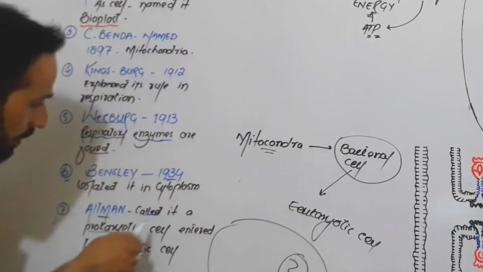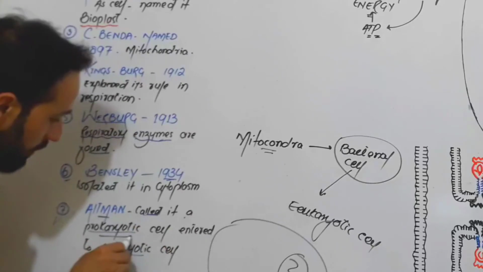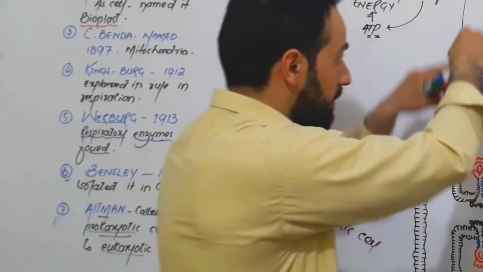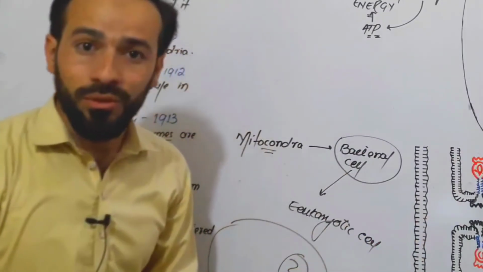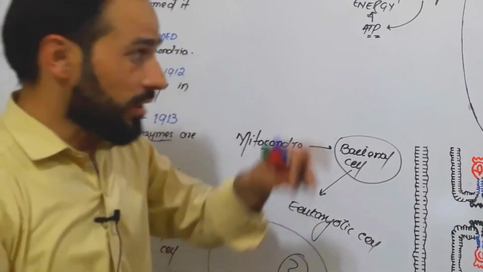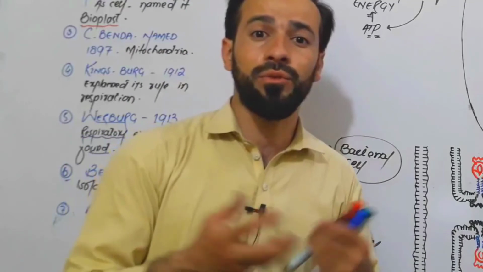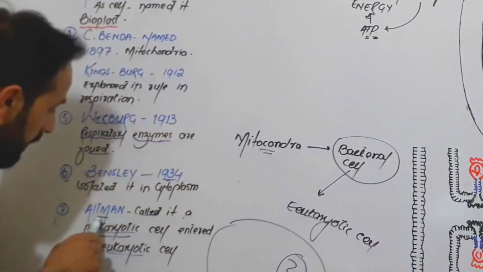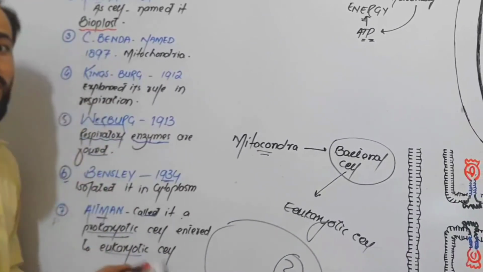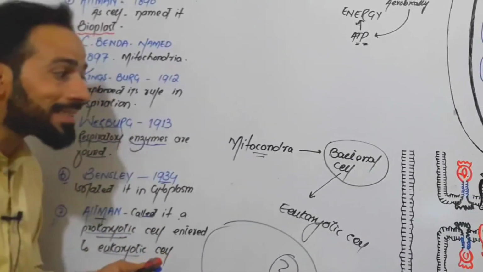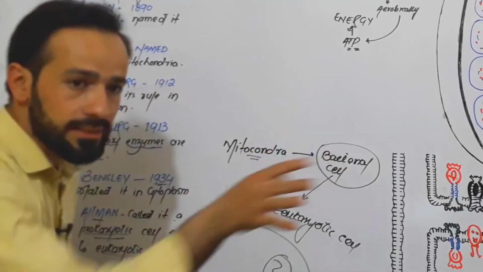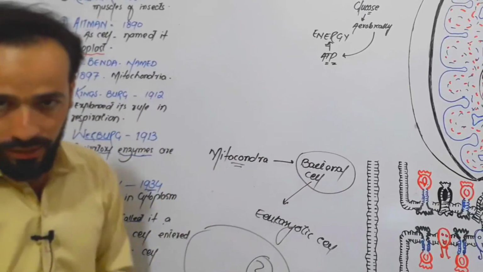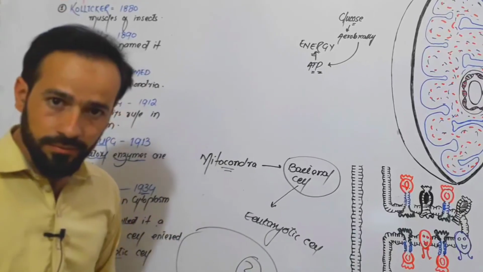So Altman called it a prokaryotic cell, as it has DNA but doesn't have a nucleus, right? That's why those cells which have no nucleus, we call them prokaryotic cells. So he said that mitochondria itself is a prokaryotic cell, but it has entered a eukaryotic cell, and now it is living in a eukaryotic cell, right?